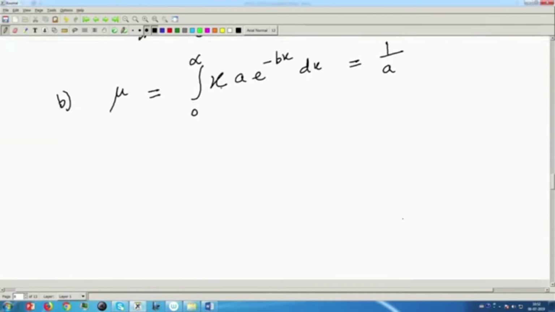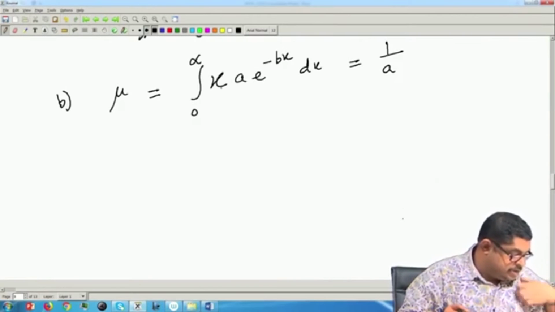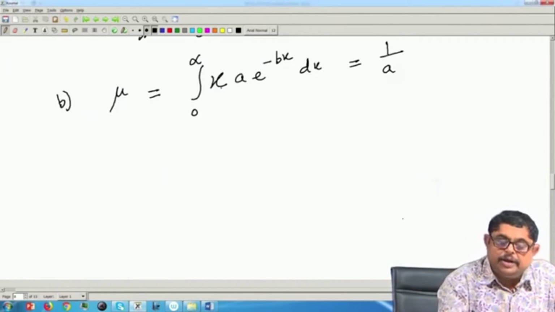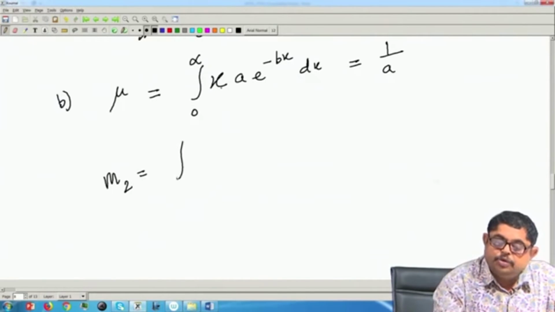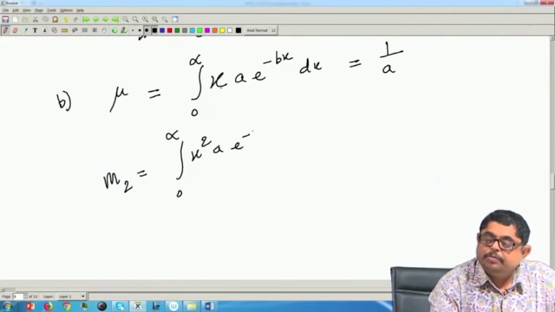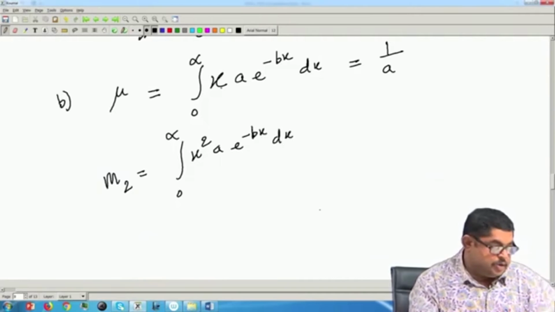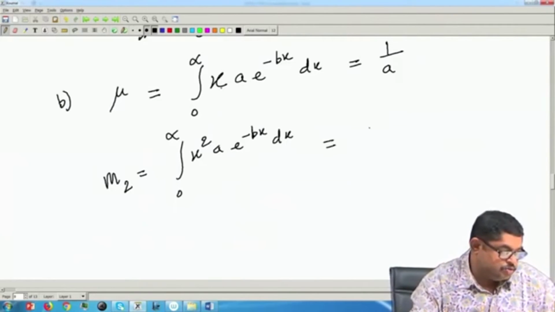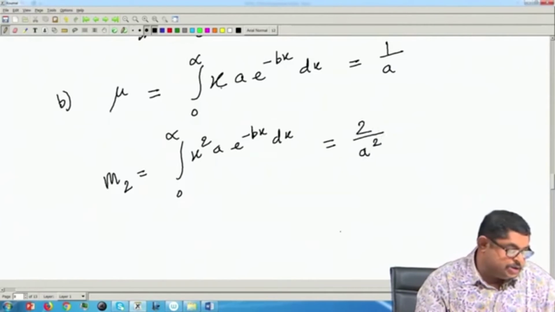And what is the second thing asked? The mean and variance. So, to find the variance, the mean is already found, you find the second moment. The second moment is m2, which is the integral from 0 to infinity of x squared a e^(-bx) dx, and again you can do it, these are all doable very easily. That will give you 2 by a squared.